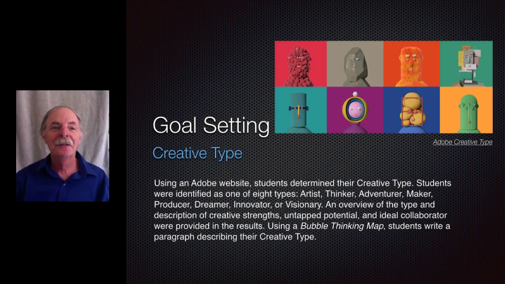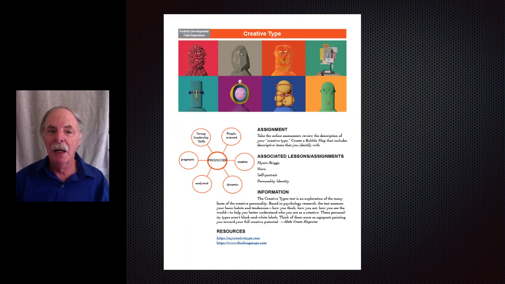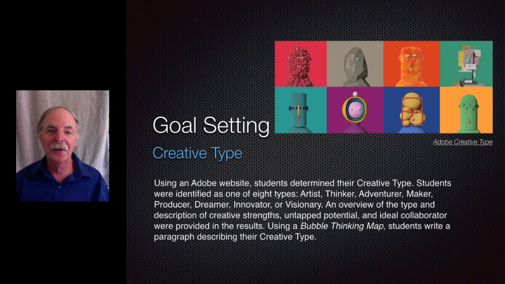A fun self-assessment offered by Adobe is creative type, and the website is mycreativetype.com. With the results, students create a thinking maps bubble map that includes descriptive items that the student type is identified with. There are 8 types, including artist, thinker, adventurer, maker, producer, dreamer, innovator, and visionary.